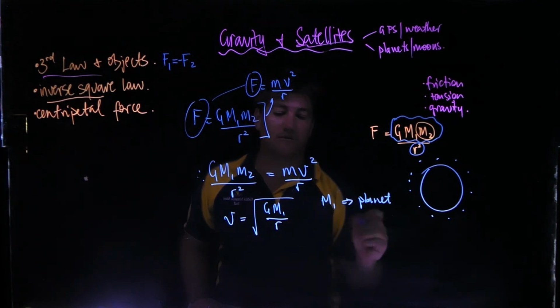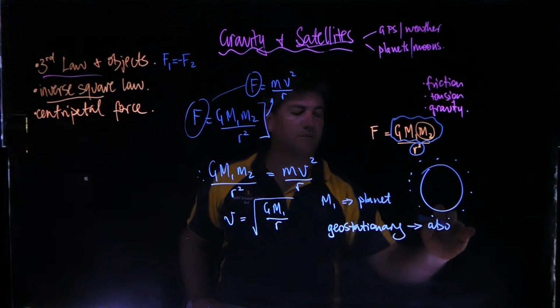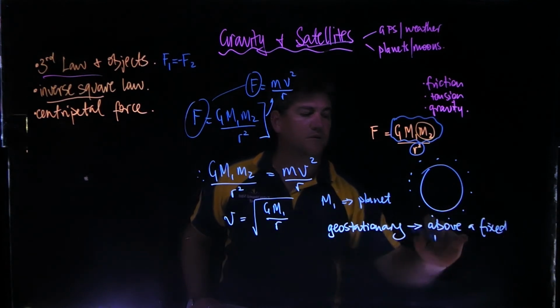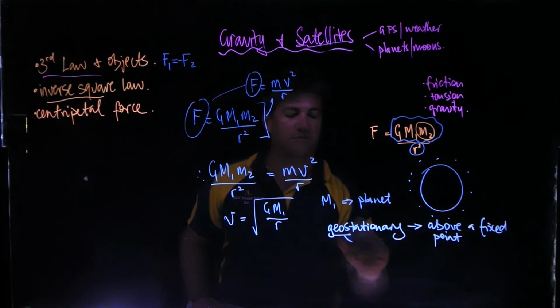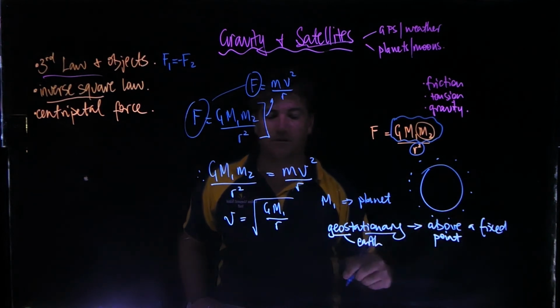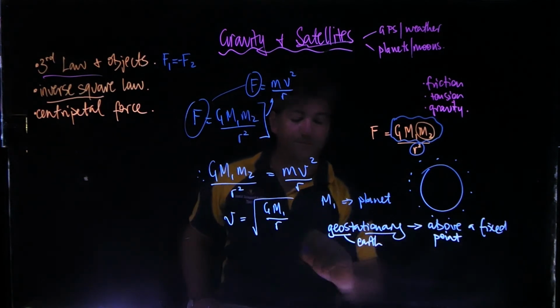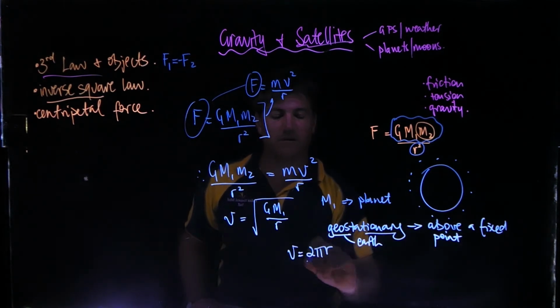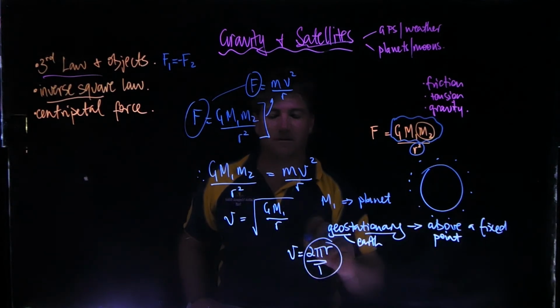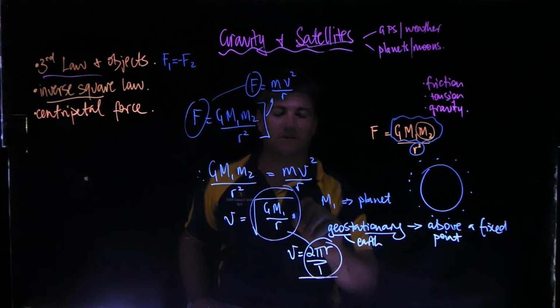What I want you to think about is a geostationary satellite. A geostationary satellite is above a fixed point on the equator all the time. So geo means Earth, stationary, not moving. It's above one fixed point on the Earth all the time. Going back to the speed of an object going in a circle, v is 2 pi r on t. This is any object going in a circle. This is a satellite. It's going in a circle. These two things are the same.